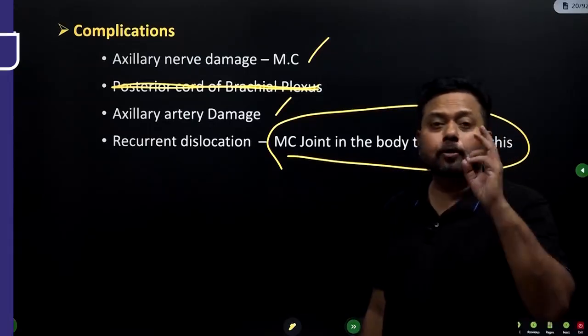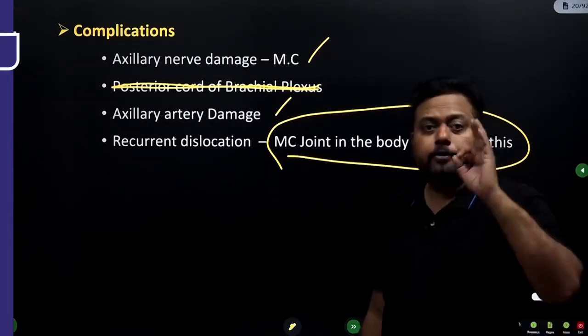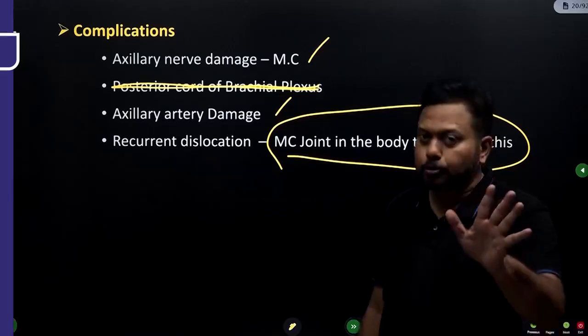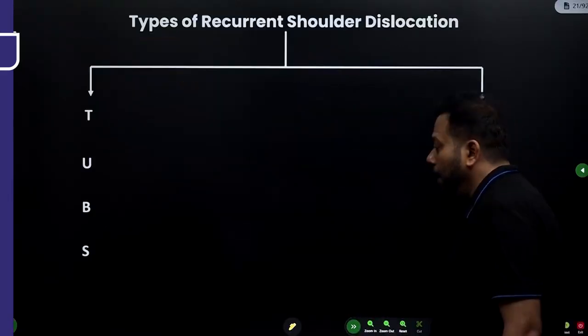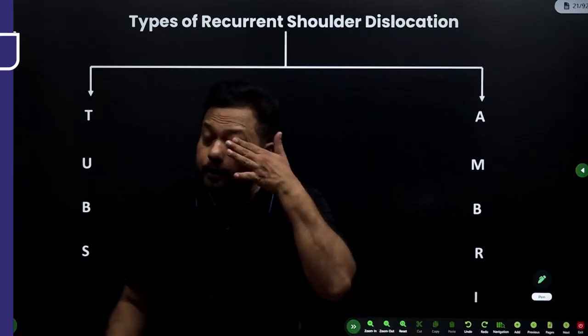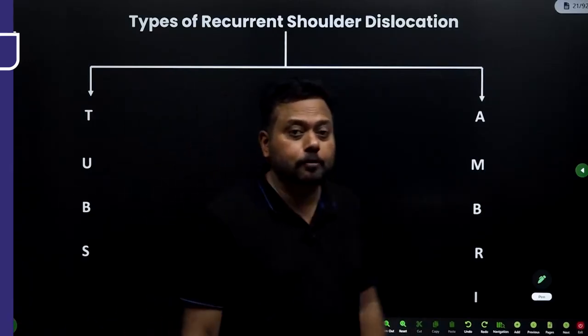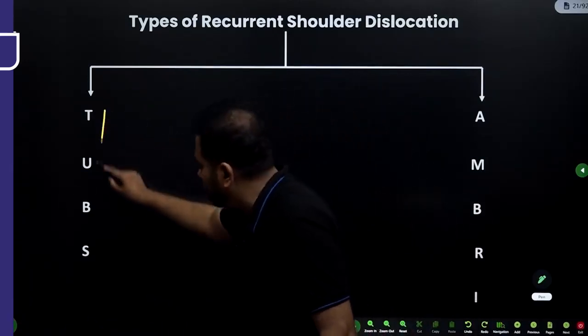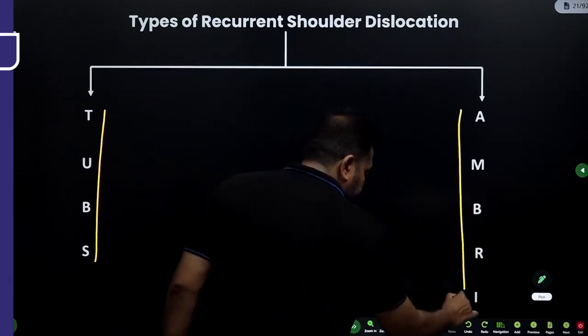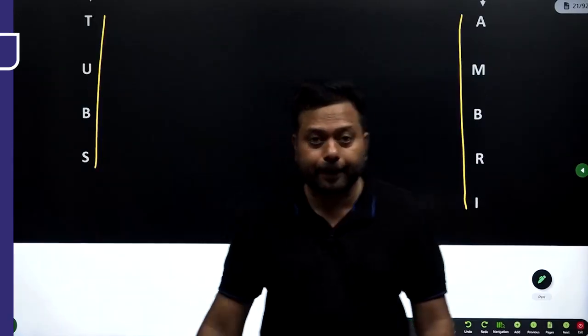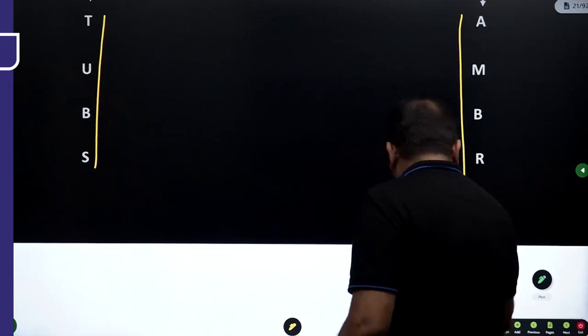The most common joint to undergo dislocation is the shoulder. The most common joint to undergo recurrent dislocation is also the shoulder. When it has gone for recurrent shoulder dislocation, for our exam, you should know there are 2 types of recurrent shoulder dislocation. One is called TUBS type. This is a mnemonic. Another is called AMBRI type. A-M-B-R-I, AMBRI type. Okay, this is very important.